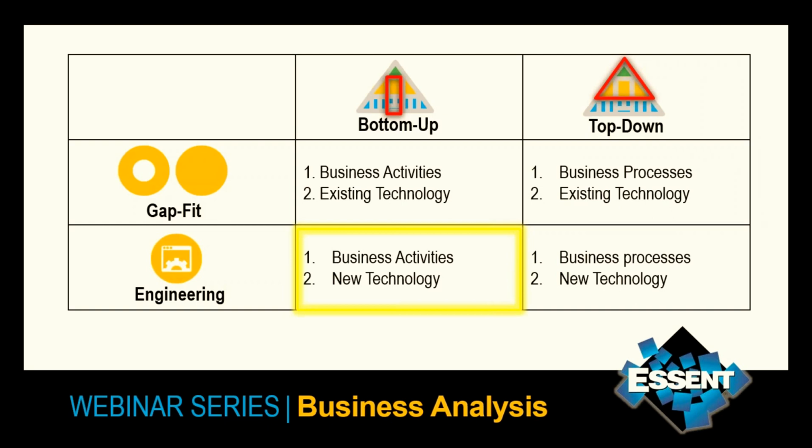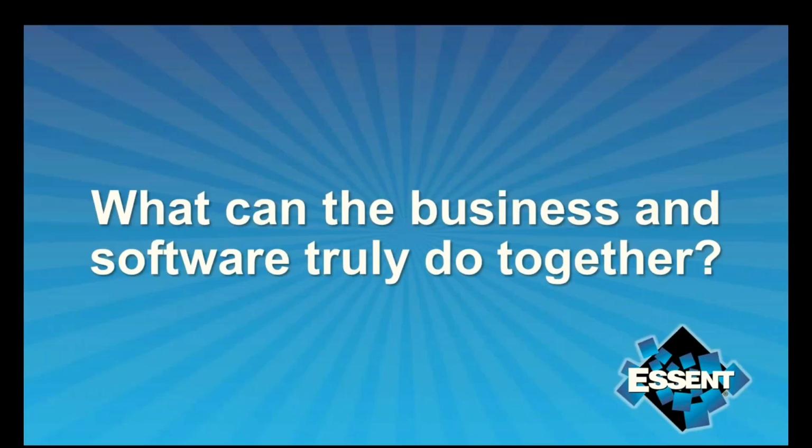For bottom-up engineering analysis, you'd look at the activities and new technology. For example, if you wanted to automatically communicate order status to your trading partner, you would need new technology solutions to integrate the systems. And finally, you can look at processes and new technology using a top-down engineering analysis. You would use this if you're creating a totally new software solution for maybe your sales department to optimize your whole sales department. Now, combining those approaches helps you ask the most important question of all. What can business and software truly do together?